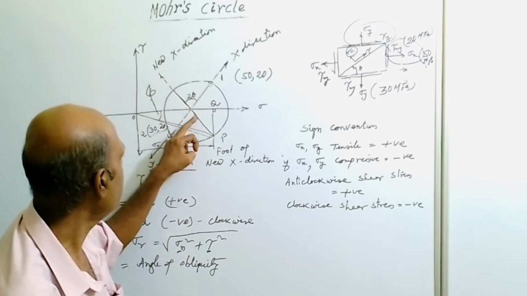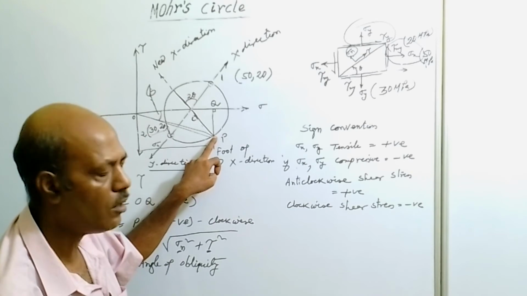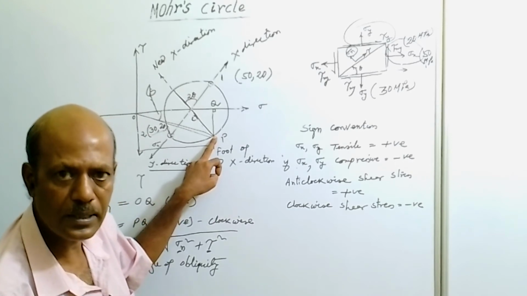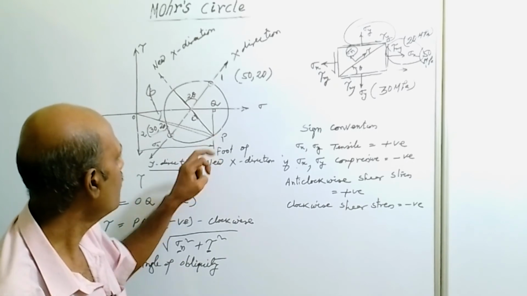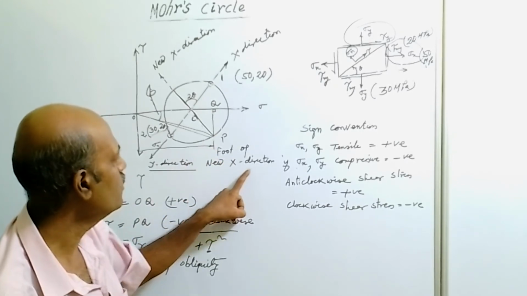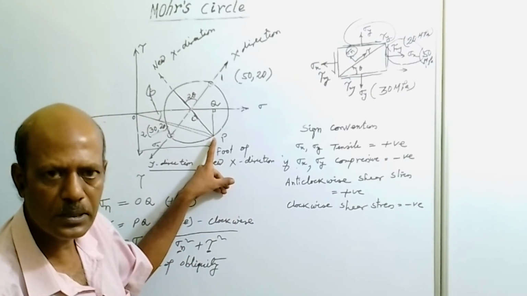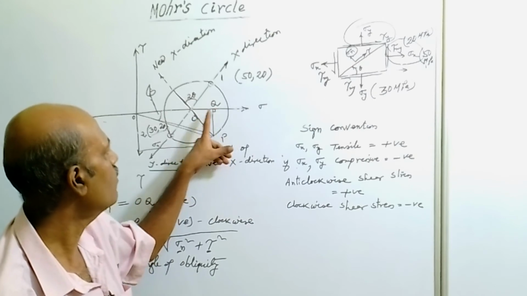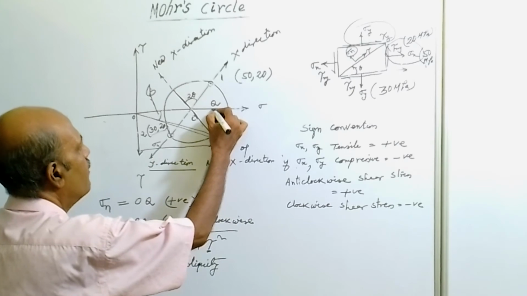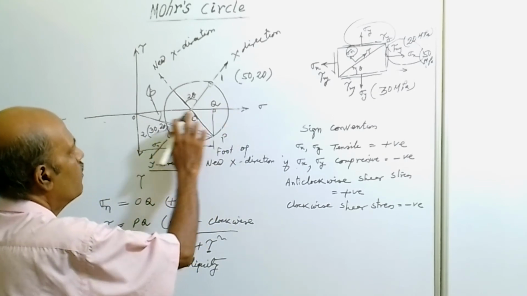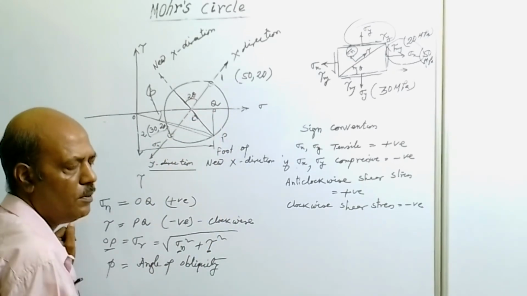Then extend this new x direction so that it will intersect at the opposite side of the circle. So at point P it is intersecting. This point P is called the foot of the new x direction. From this point P, that is the foot of the new x direction, drop a perpendicular on the sigma axis. Then by measuring O to Q, it will give the sigma n value. Then P to Q will give you the tau value.